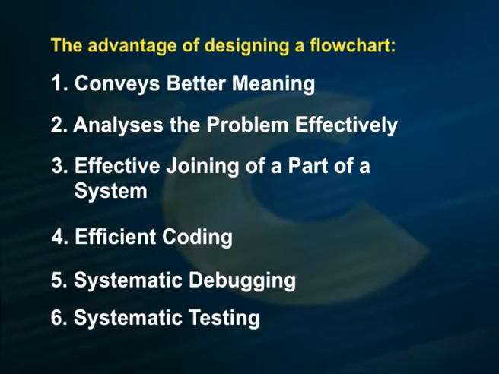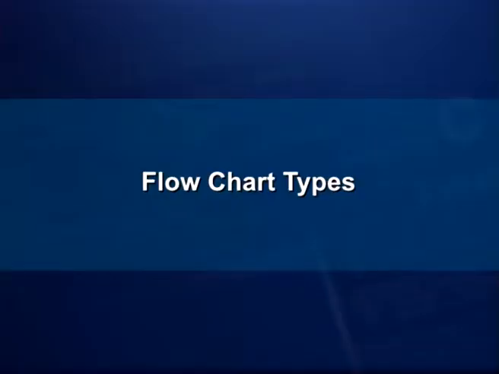Sixth one, systematic testing. Testing is the process of confirming whether a program will successfully do all the jobs for which it has been designed under the specified constraints. For testing a program, different sets of data are fed as input to that program to test the different paths in the program logic.